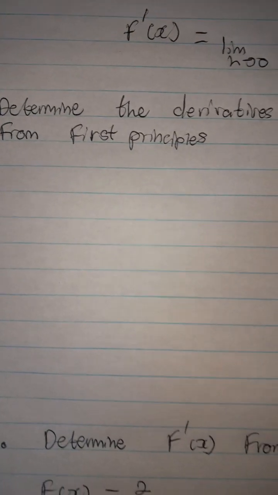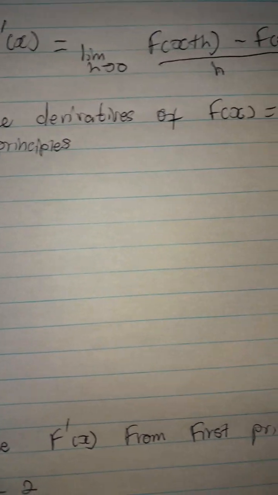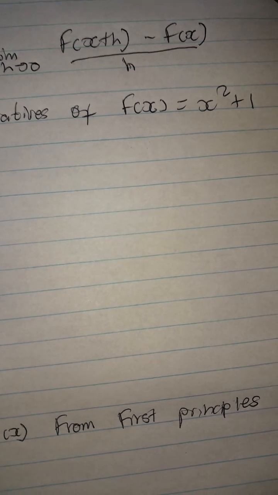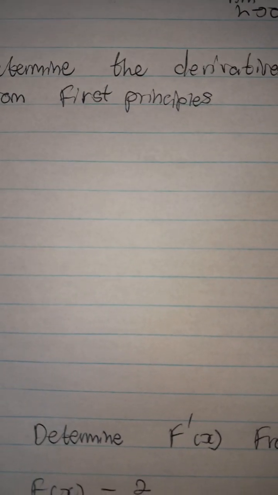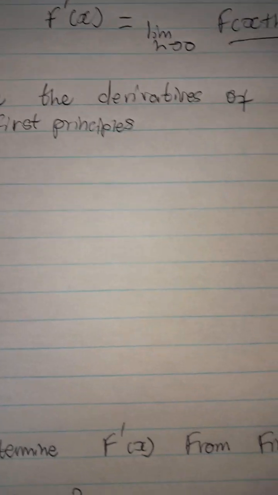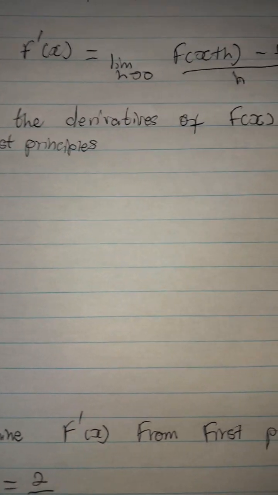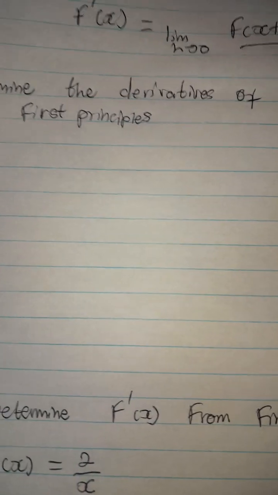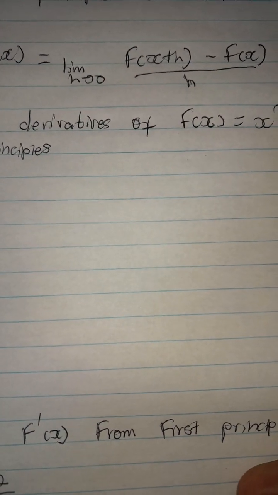So the question states: determine the derivative of f of x equals x squared plus 1 from first principles. Actually, in later stages we will learn how to do this in an easier way without using the first principle, but in this case we'll focus on the first principle.